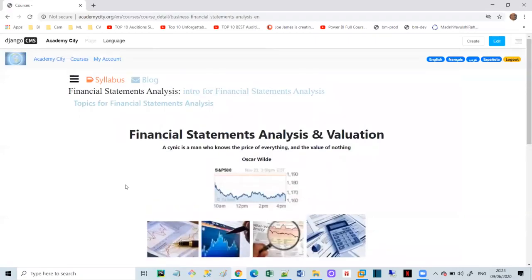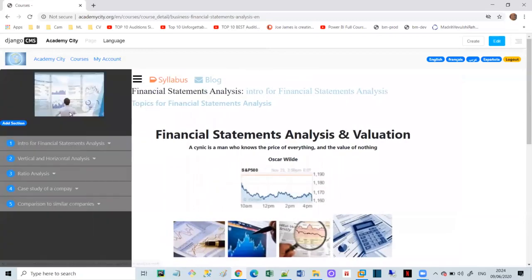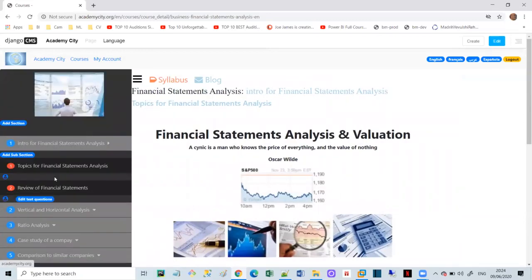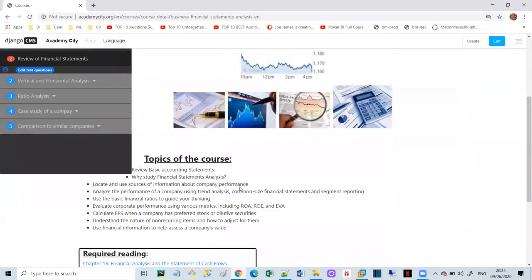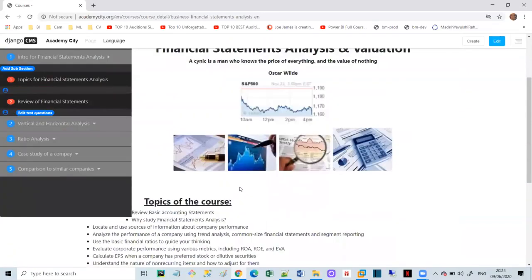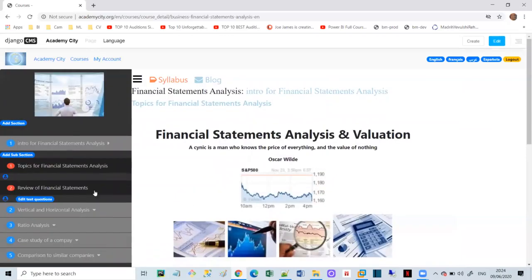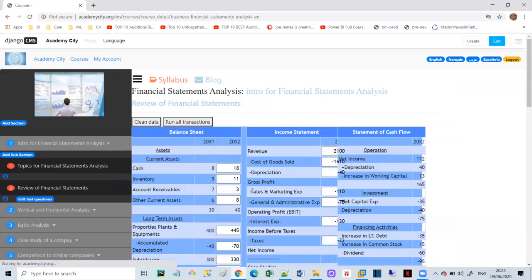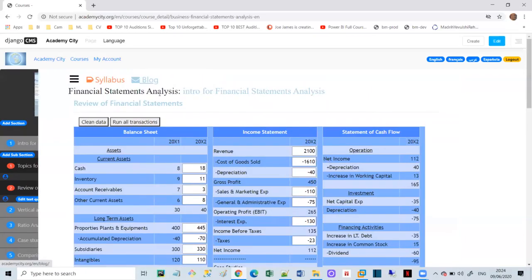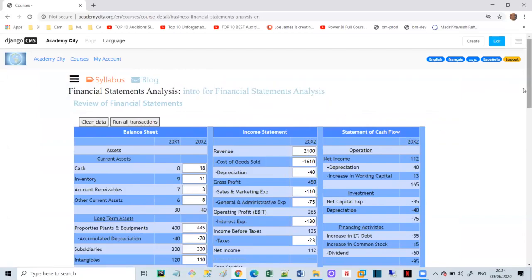So I go in here and I go to the first topic. You can see here the topics that we're going to cover in the course, but since I'm concentrating on the accounting session, I'll just jump right to there. I'm going to the review of financial statements, and this is the special component that we're going to use, okay?